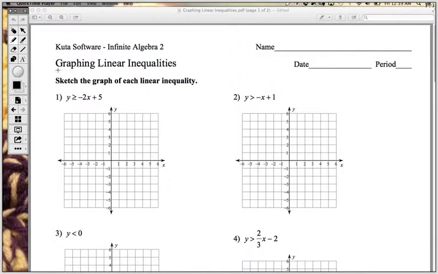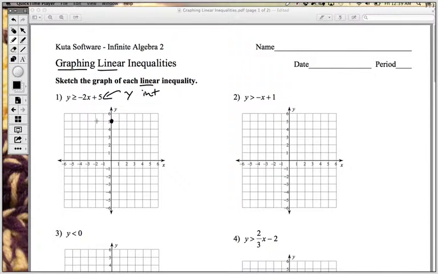The first thing, again, graphing lines, that's what you start with. It says sketch the graph of each linear inequality. So first, let's just sketch the graph of the line. First I have y equals negative 2x plus 5. The 5 represents the y-intercept. We can start with that. So I'm going to mark right here at 5 a y-intercept.